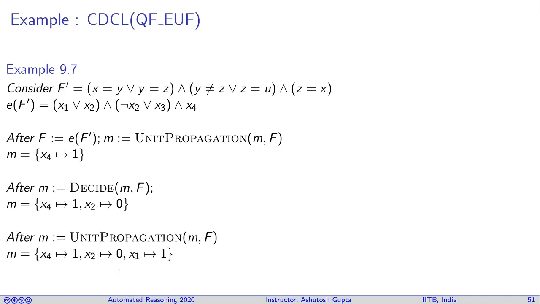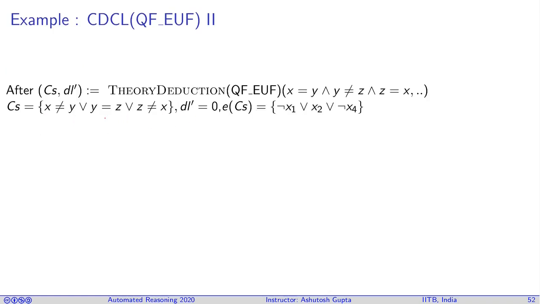Then you do unit propagation. Now what has happened? This literal has become 0. Then this literal has to be made 1. So therefore unit propagation set it to 1. Once you do that, this literal has become 1. So this clause is satisfied. This clause is satisfied. This clause is satisfied. All clauses satisfied. So now what can you do? You can call theory deduction.